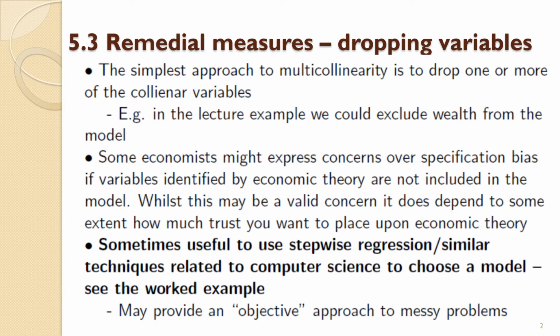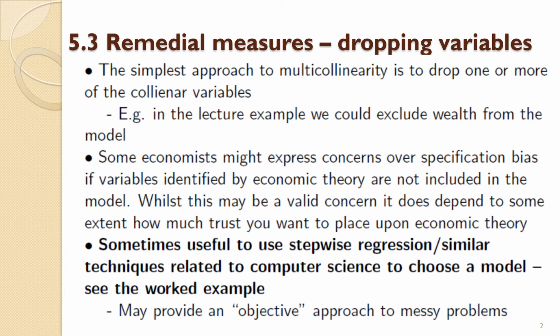So alongside that, one of the key remedies to the problem of multicollinearity is to drop variables. As it says there, the simplest approach to resolving multicollinearity is to drop one or more of the collinear variables. So for instance, if you look back at the slightly artificial lecture example, you could exclude wealth from the model. Now, it really depends on whether you're coming at this from a sort of economic theory perspective or just a pragmatic statistical modelling perspective.